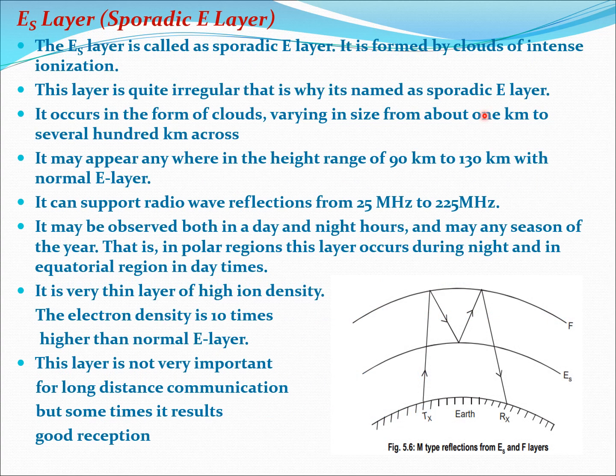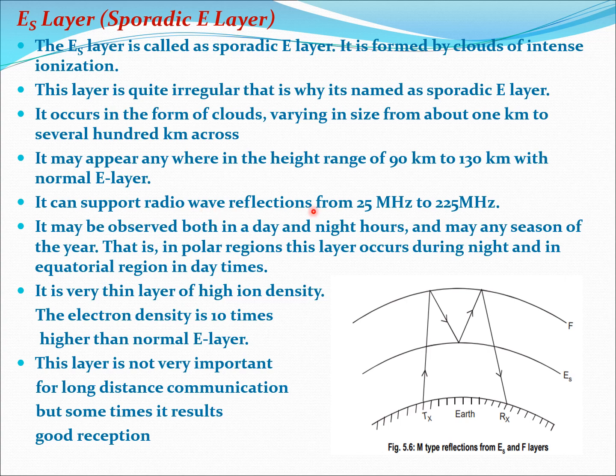Then you have one layer called the sporadic E layer. It is formed by clouds of intense ionization. This layer is quite irregular. That is why it is called sporadic. It occurs in the form of clouds varying in size from 1 kilometer to several hundred kilometers across. It may appear anywhere in the height range of 90 to 130 kilometers along with the normal E layer.